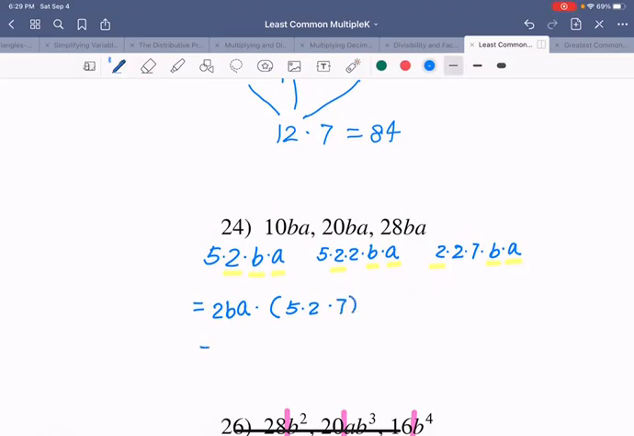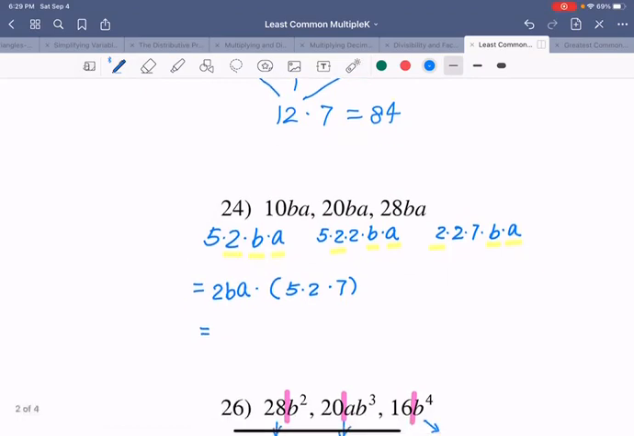This gives us, go ahead. So 10 times 7 is 70. 70 times 2 is 140. And then times B and times A. There you go. Does this make sense? Yes. Okay.